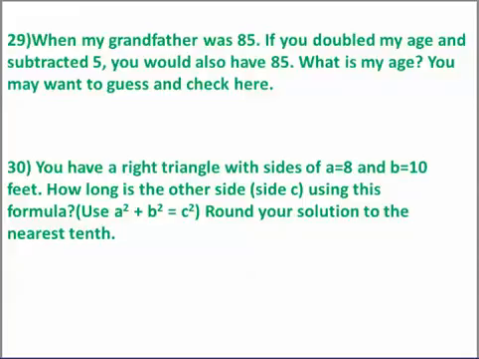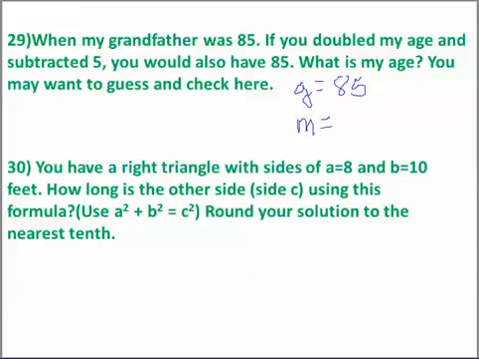My grandfather was 85. If you doubled my age and subtracted 5, you would also have 85. What is my age? You may want to guess and check here. I'm going to not guess and check. I'm going to show you how I would think about it. If you doubled my age, so my grandfather was 85, I'm going to write G equals 85. And I'll be M. So I'm M.